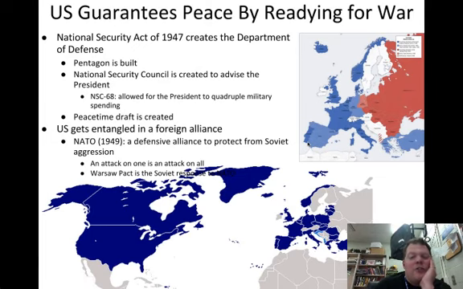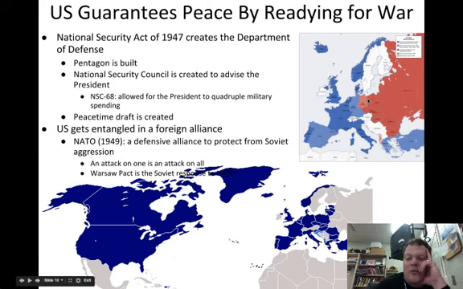To settle the nerves of these Western European nations who are now facing this Goliath to the east, the United States steps in and says, hey, look guys, don't fear. If they attack you, they attack us. An attack on one is an attack on all. And so NATO is formed to protect all these countries from Soviet aggression and to stop the expansion of communism.